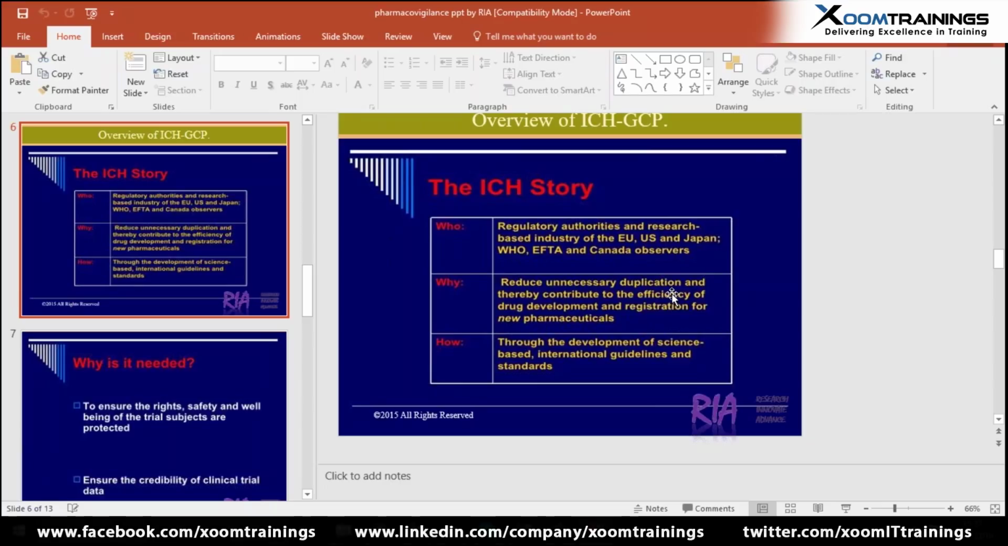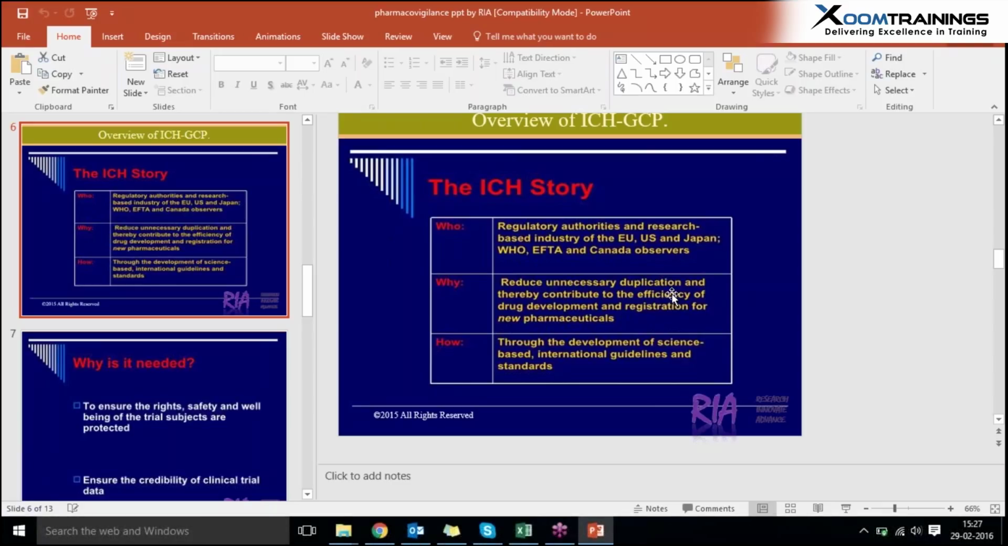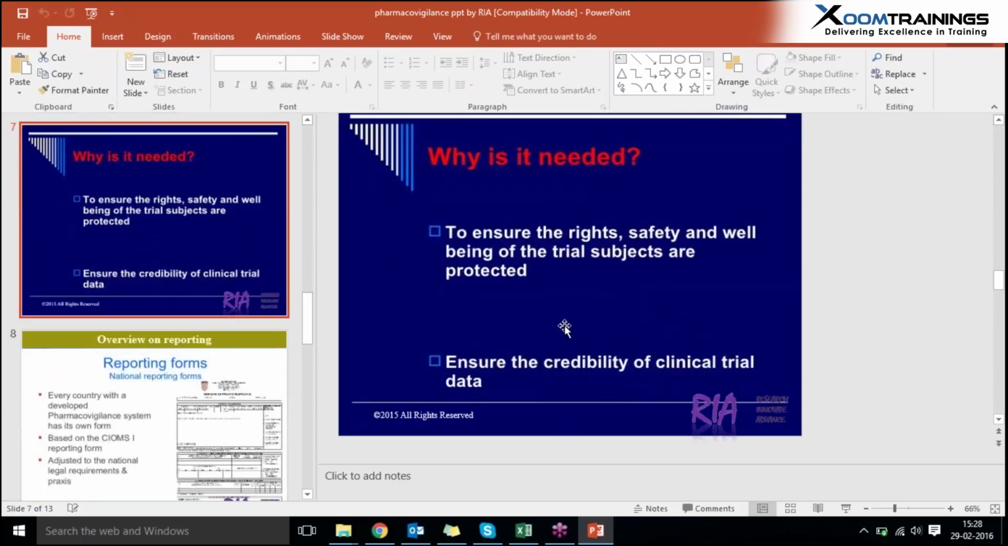That's why ICH is bringing these three countries together to discuss the present scenarios of the clinical research industry and environment, and to give a set of ethical principles to conduct clinical trials. Why? To reduce unnecessary duplication and contribute to the efficiency of drug development and research programs, through the development of science-based international guidelines and standards. They are going to develop new standards and new guidelines. Why is it needed? To ensure the rights, safety and well-being of the trial subjects are protected.